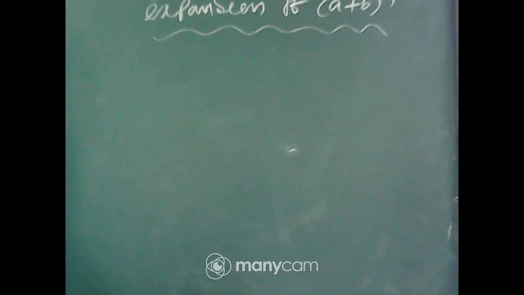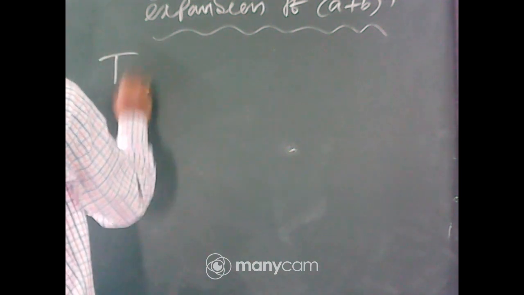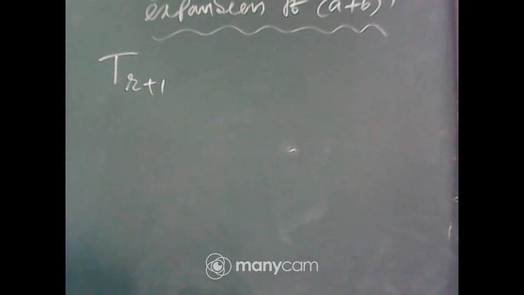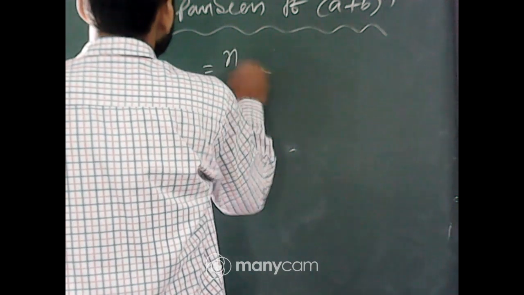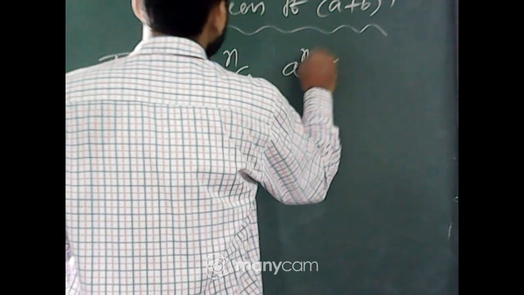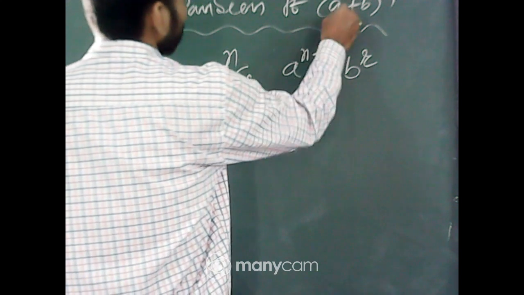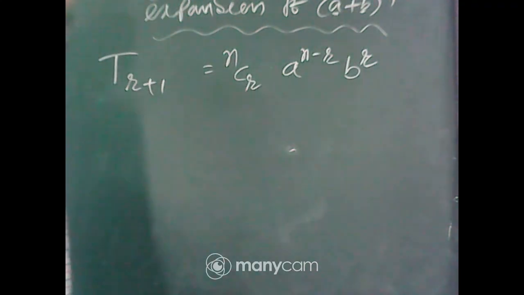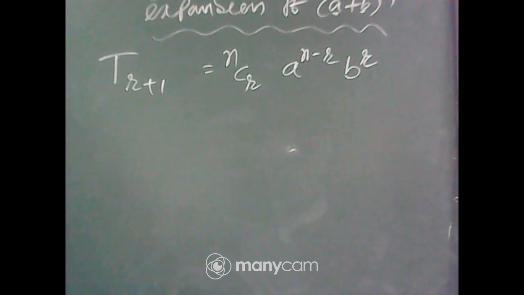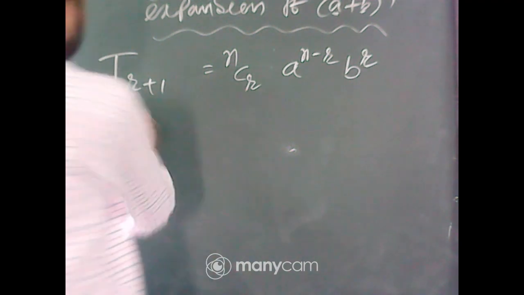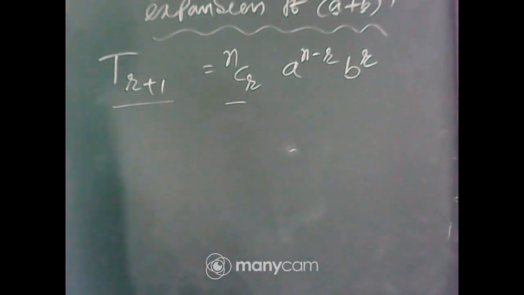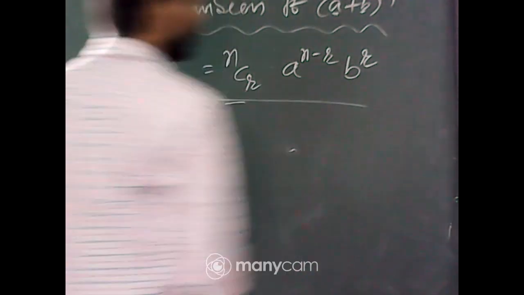It is written as T r plus 1. We have discussed already in the first class of binomial theorem. T r plus 1 equals nCr a to the power n minus r b to the power r, where a is the first term and b is the second term. So this is the general term. Just note it down in your copy.